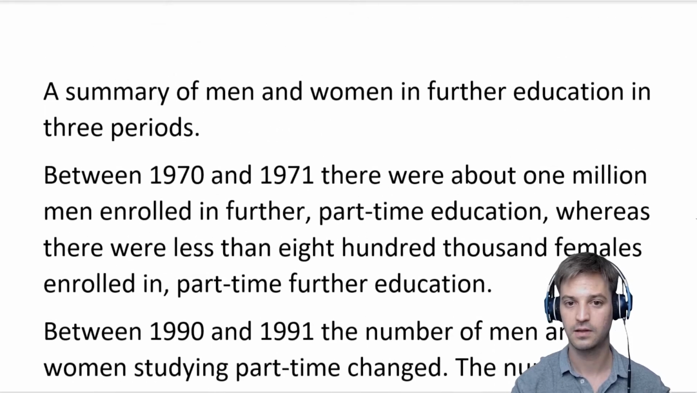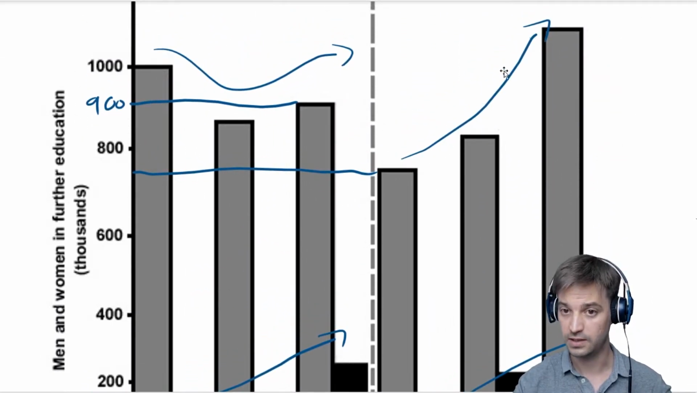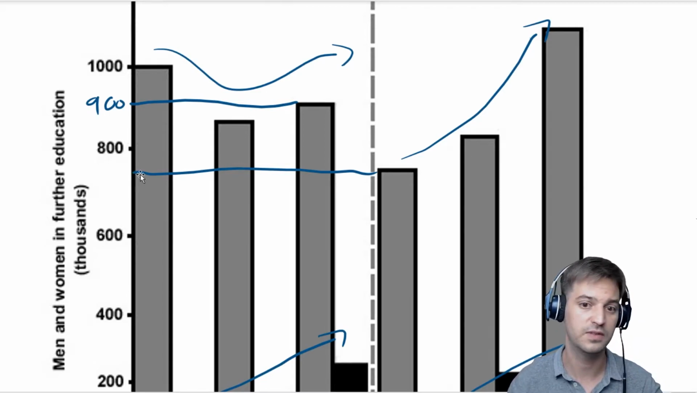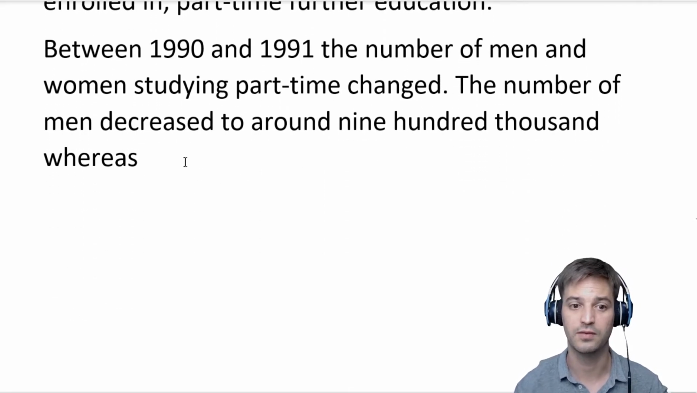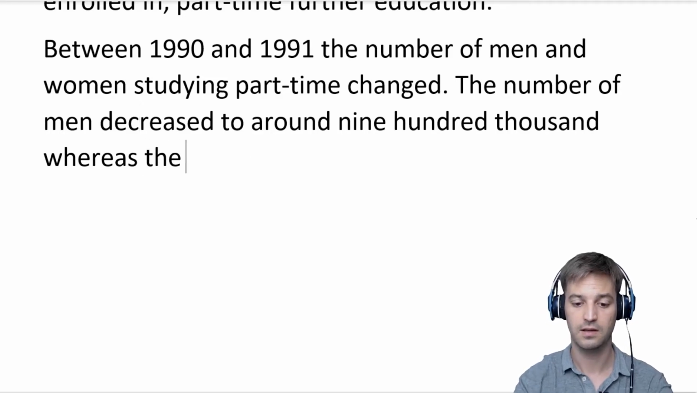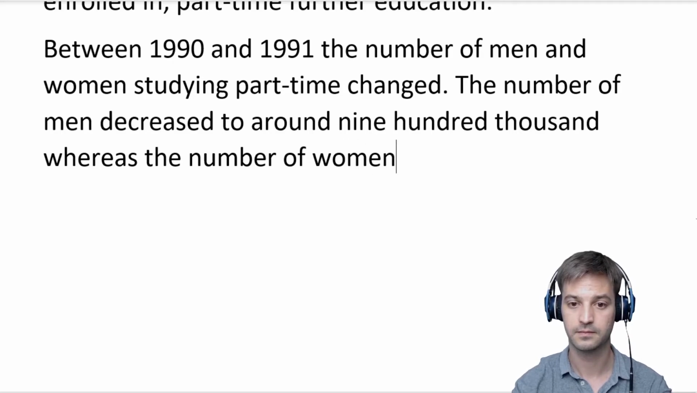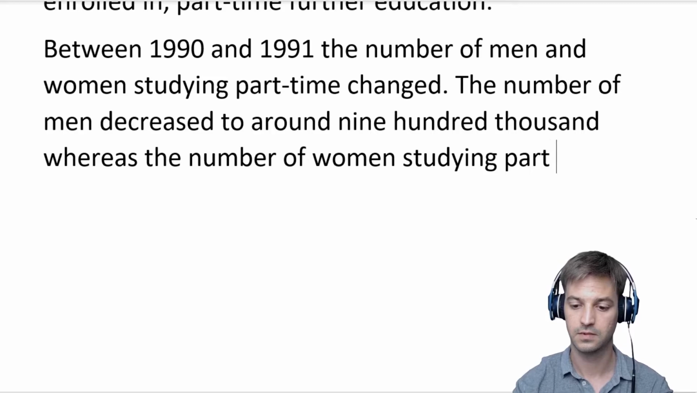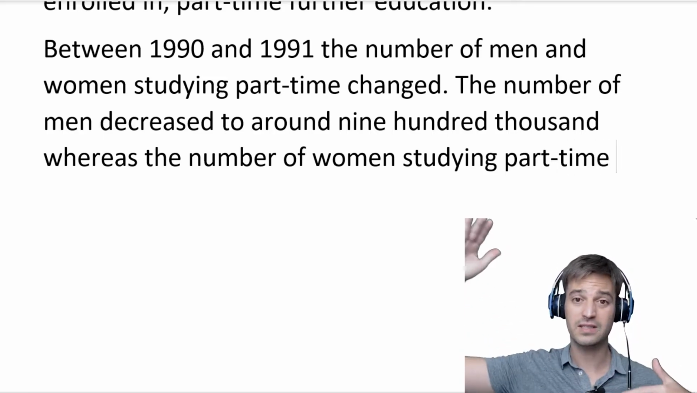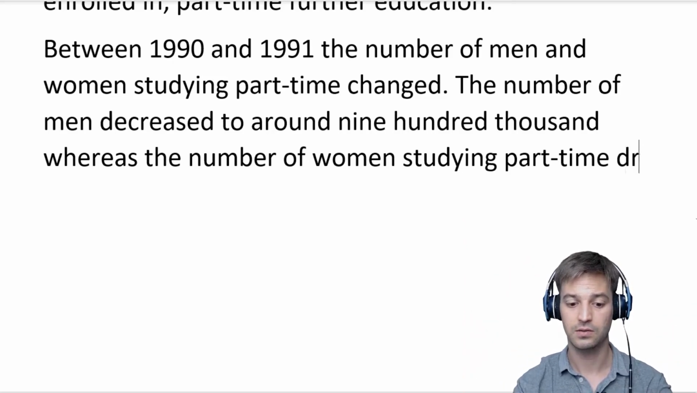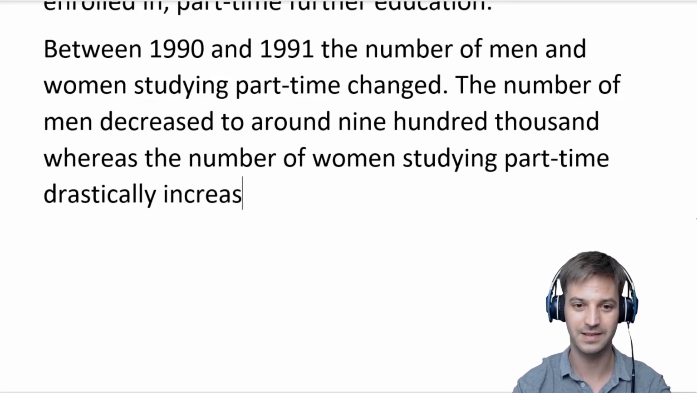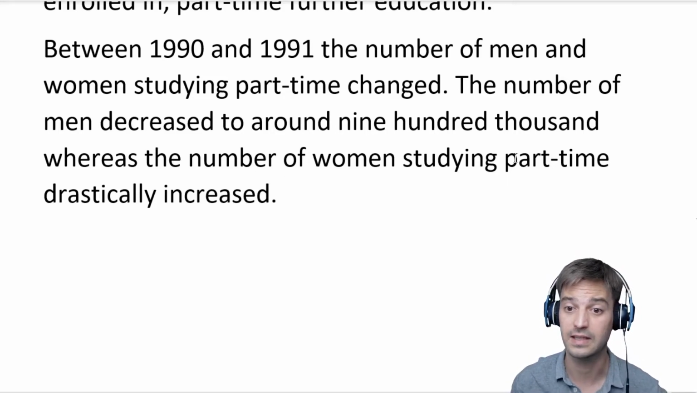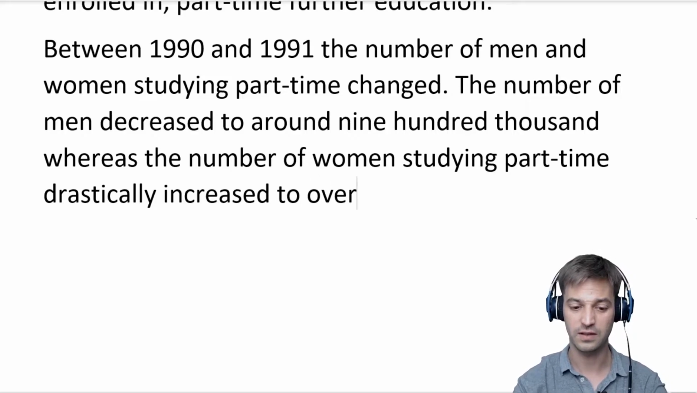Whereas, we use this word again, whereas the number of women increased. Did it increase a little bit or a lot? From around 750,000 to more than 1 million. That's a big increase. So we can use a nice word here. We can say the number of men decreased to around 900,000, whereas the number of women studying part-time increased a lot. We can say drastically increased. The number of women studying part-time drastically increased to over 1 million.